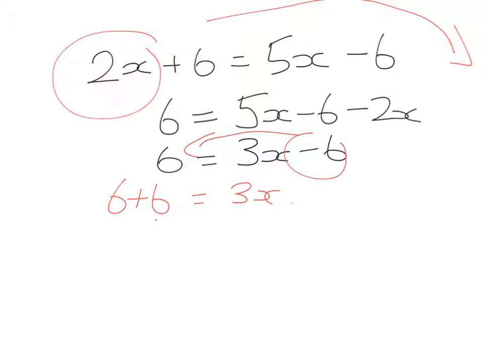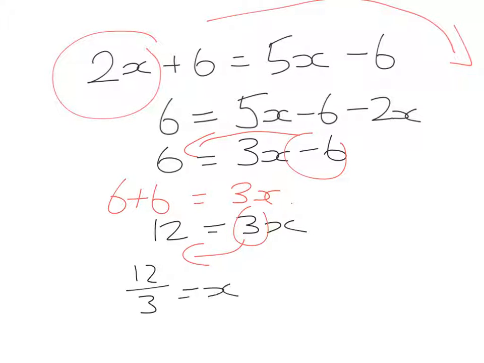To give you 12 equals 3x. And we need to bring the 3 over and divide. 12 over 3 equals x. Final answer, x equals 4.